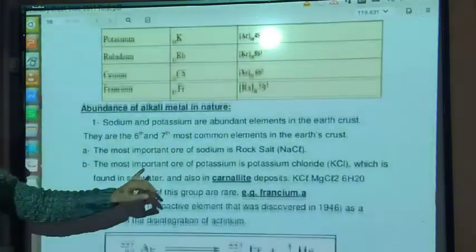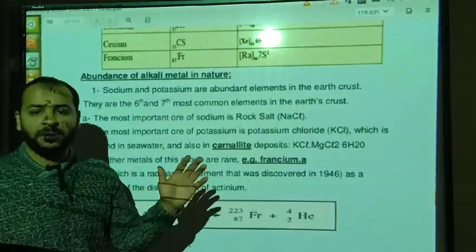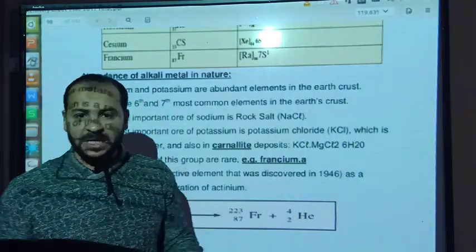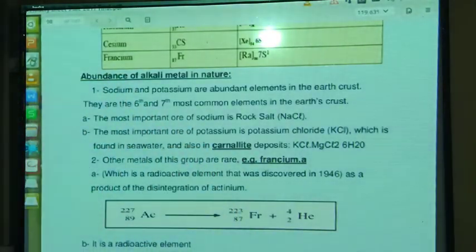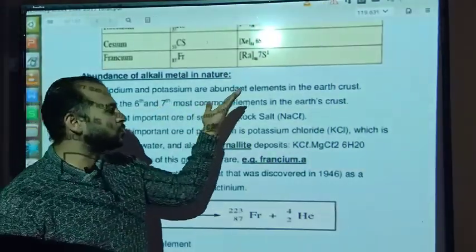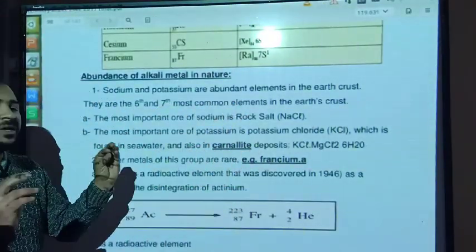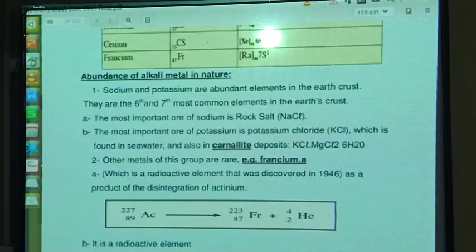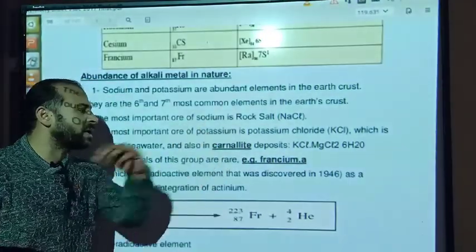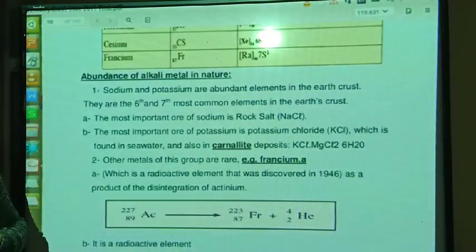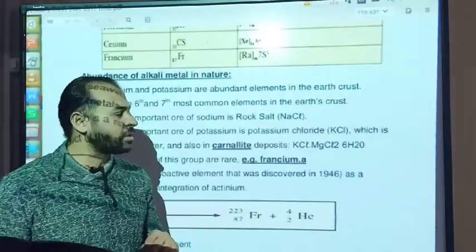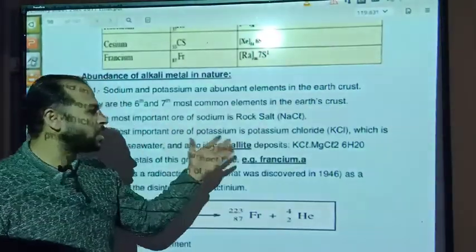Fr 87. Now let's speak about the abundance of alkali metals in nature. First, sodium and potassium, they occupy the 6th and the 7th most abundant or the most common elements in the Earth's crust. The most important ore of sodium is rock salt. Its chemical formula is NaCl. Its chemical name is sodium chloride, while its common name is rock salt.